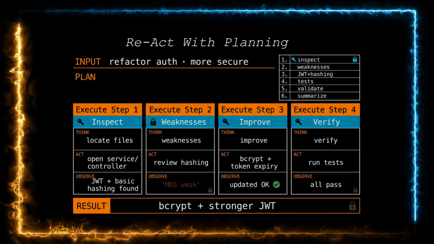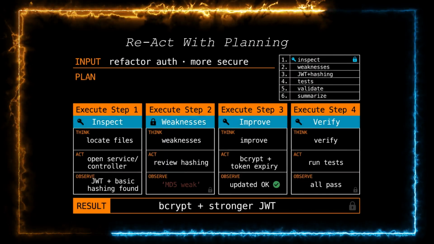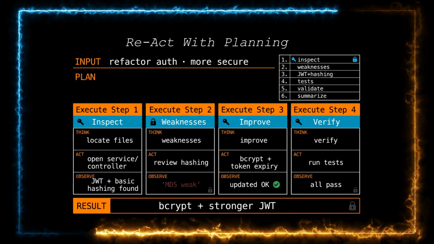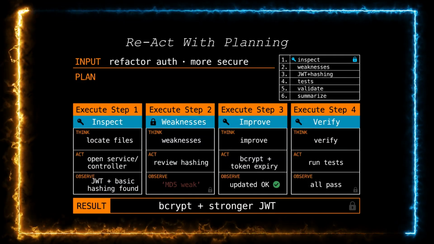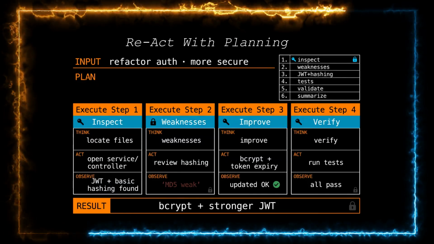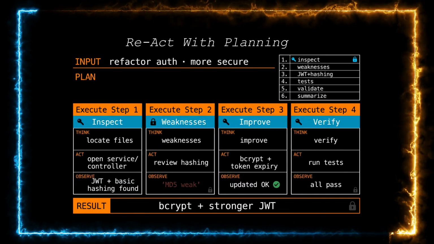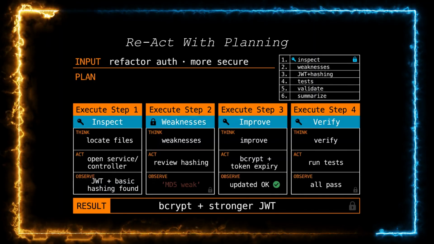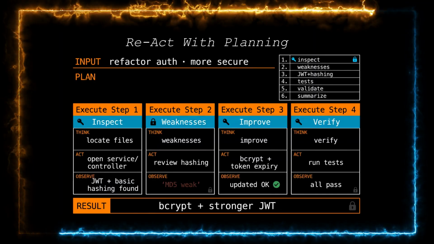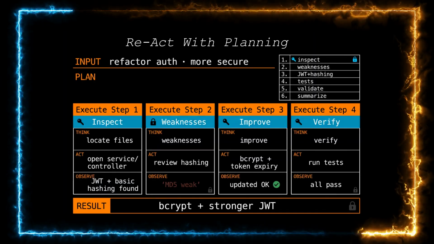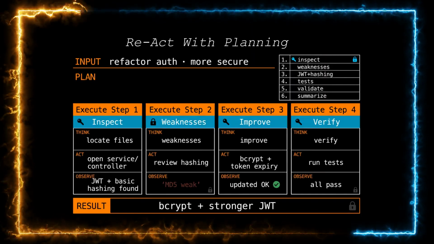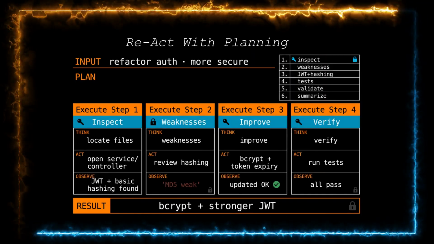Example: refactor my authentication module and make it more secure. Input: refactor authentication module for better security. Plan: 1. Inspect current auth implementation. 2. Identify security weaknesses. 3. Update JWT handling and password hashing. 4. Run tests. 5. Validate security improvements. 6. Summarize changes. Execute step 1.